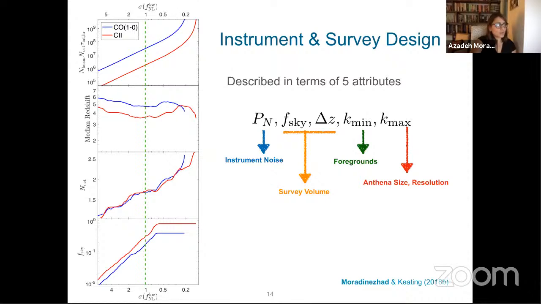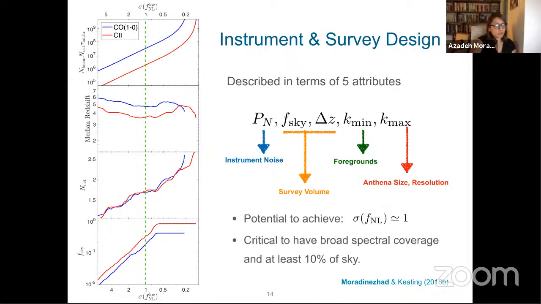So this is what is shown on the plot on the left. From the bottom to the top, on the vertical axis, we have F sky. N oct is the frequency range covered by a survey, in units of octave. The third one is median redshift, and the top one is basically the cost of a survey. So this is N beam, N oct, and tau integration.